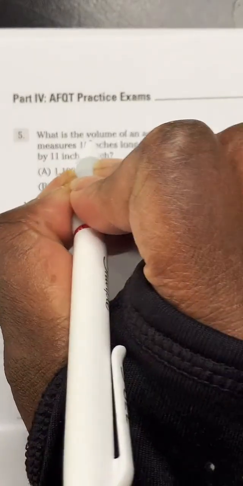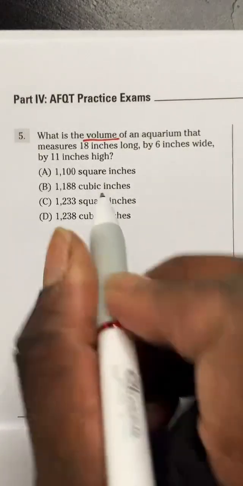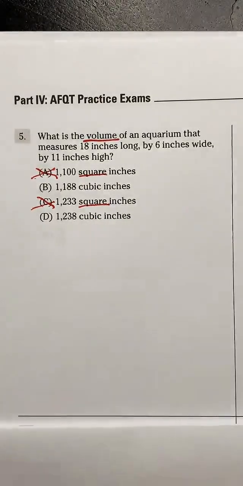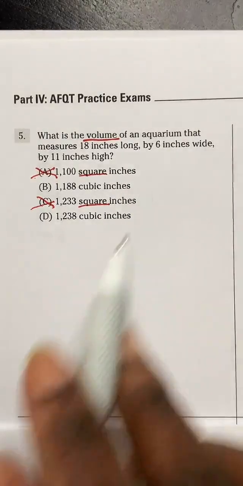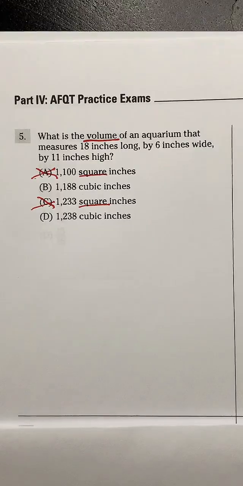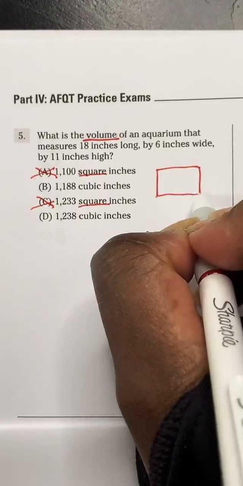So they're giving us volume. Anytime they're talking volume, they're talking about cubic inches. So right away, A and C is out because they're talking about squared inches. Squared inches does not go with volume. Cubic is always going to be associated with volume, all right? So now we're talking about an aquarium and they're giving us 3 sides. So they're basically looking at the aquarium as if it was like a rectangular prism.